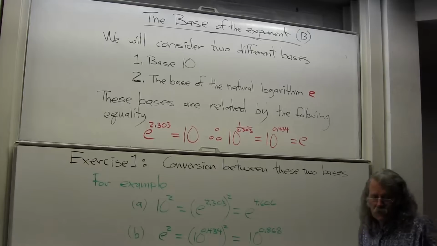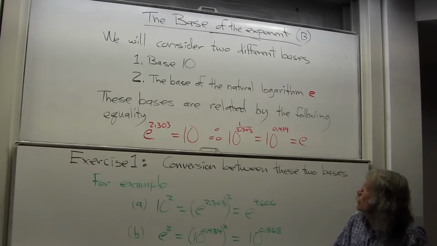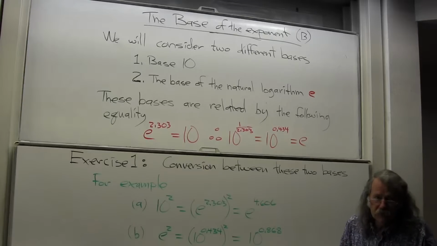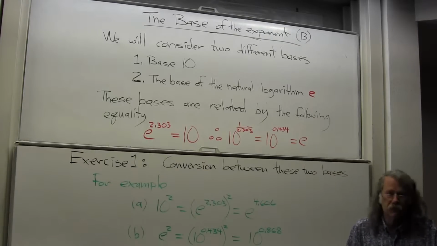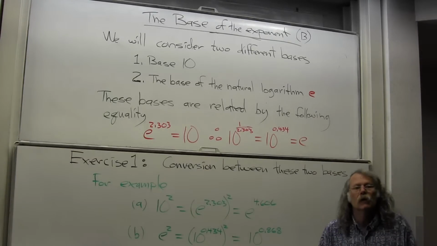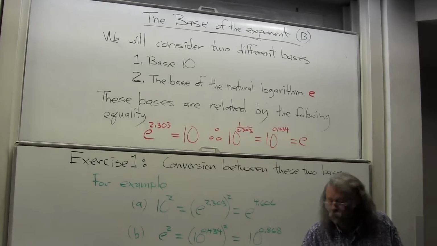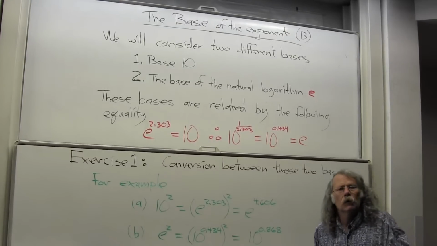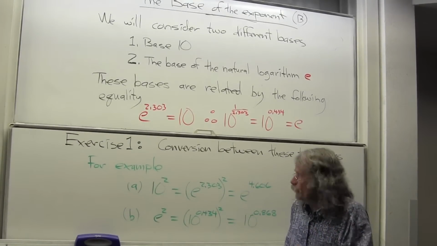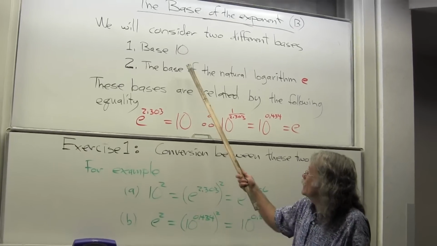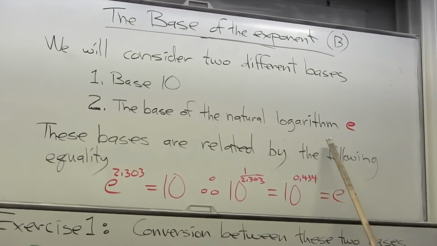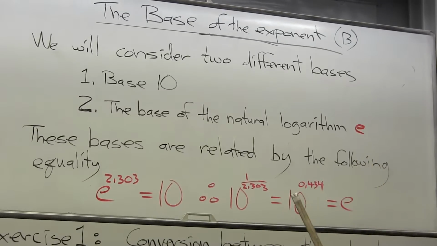The first thing we're going to be considering is the base of the exponent, as given by the title here, the base b. We will be considering two different bases, but what we're going to be doing applies to any base. So we're going to use the two that are most often used in our studies, and that is base 10 and the base of the natural logarithm e.